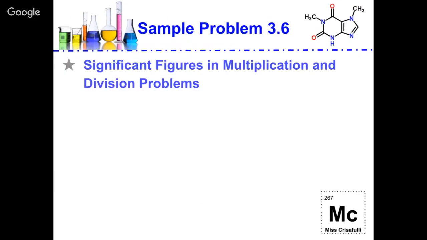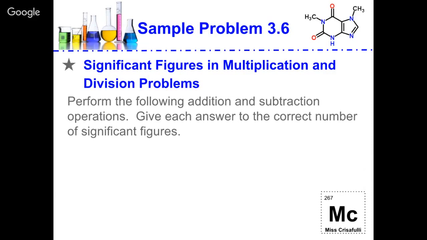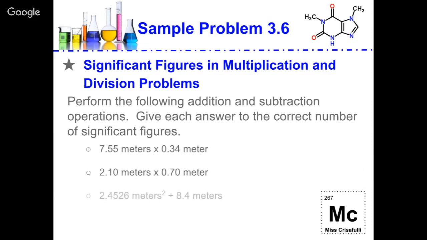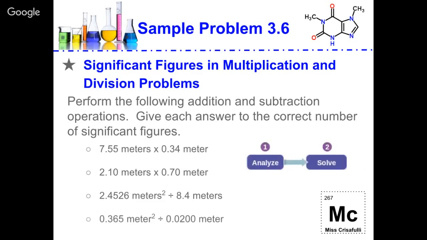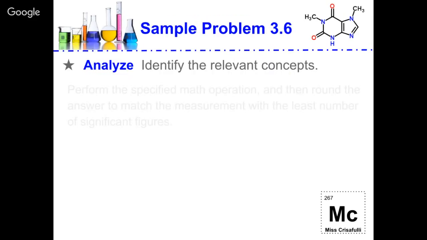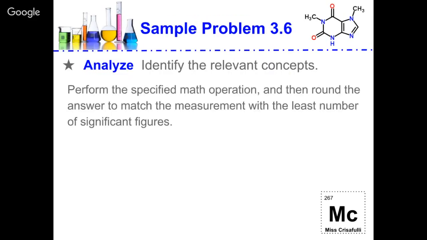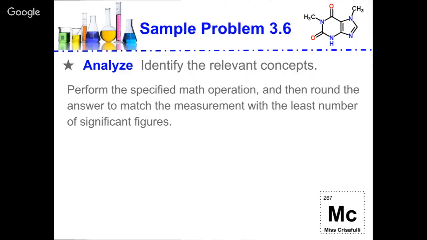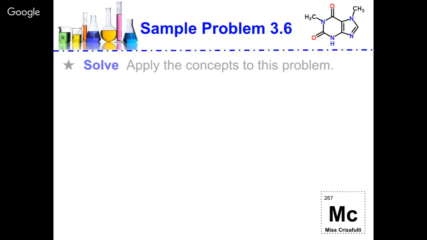So we are going to do the multiplication and division for these 3 problems, and then we are going to round our answers to the correct number of significant figures. So this is also a 2-step problem. First, we are going to perform the specified math operation and then round to match the answer with the least number of significant figures. So let's look at the first one.